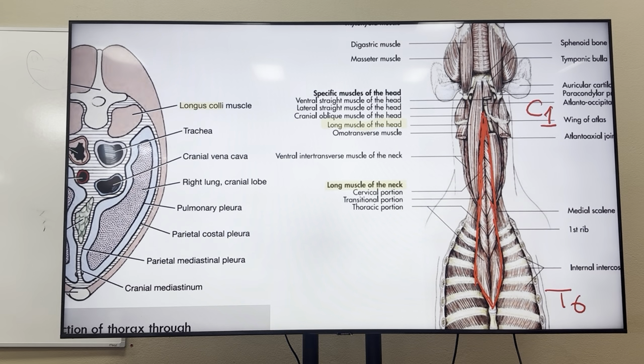So the origin is the transverse process. And insertion is C1 to T5, the vertebral bodies.